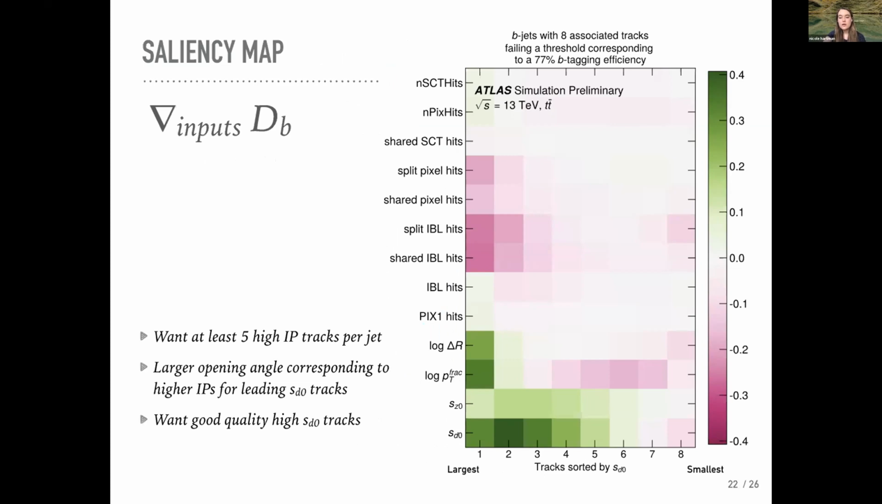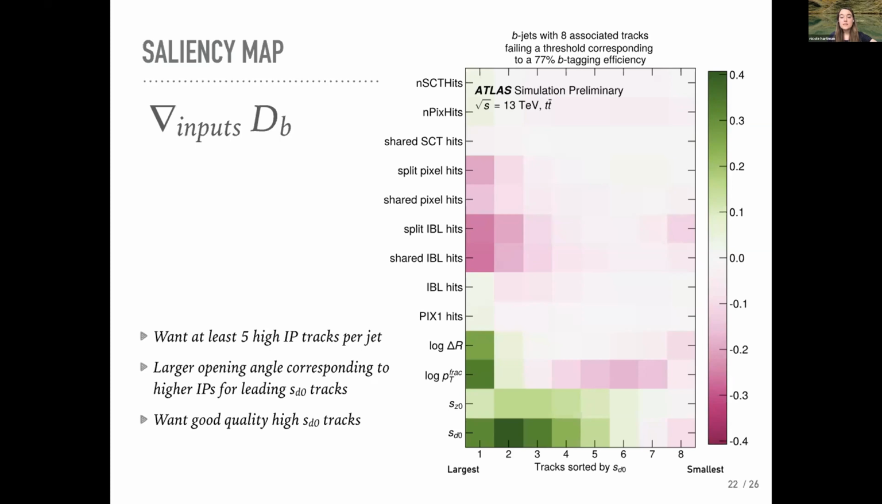The rows are denoting the tracks in the jet sorted by SD0. So this means that the first column, or track 1, is the track with the largest SD0 value, whereas track 8 is the track with the smallest SD0 value. And then the corresponding rows of the image are showing the different track features.